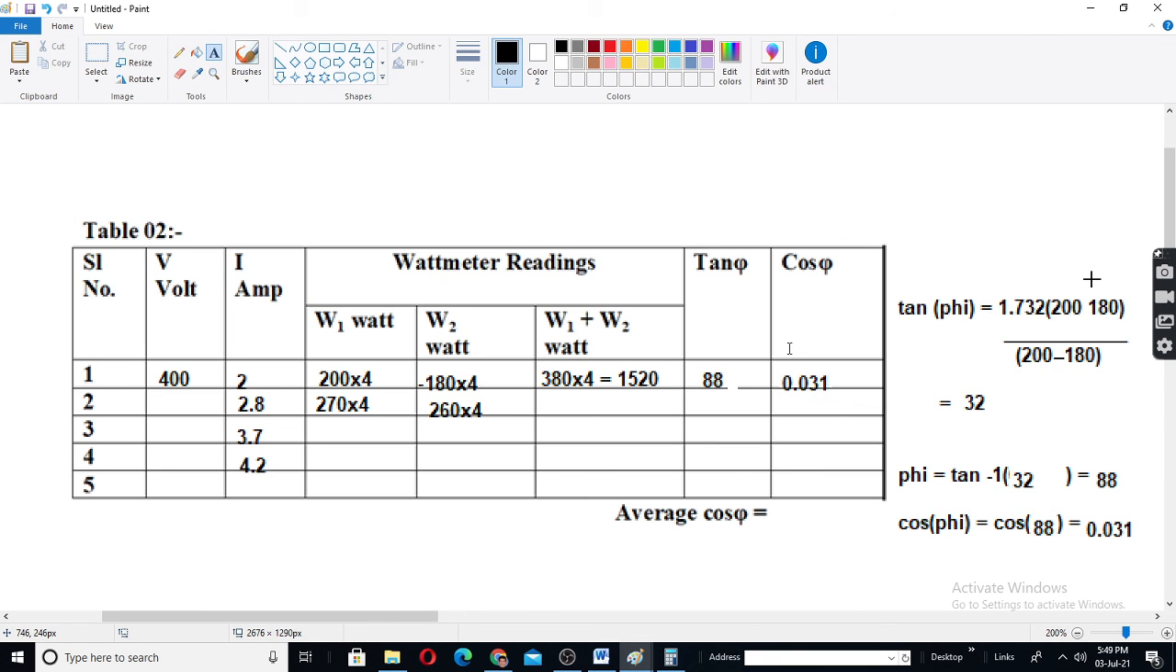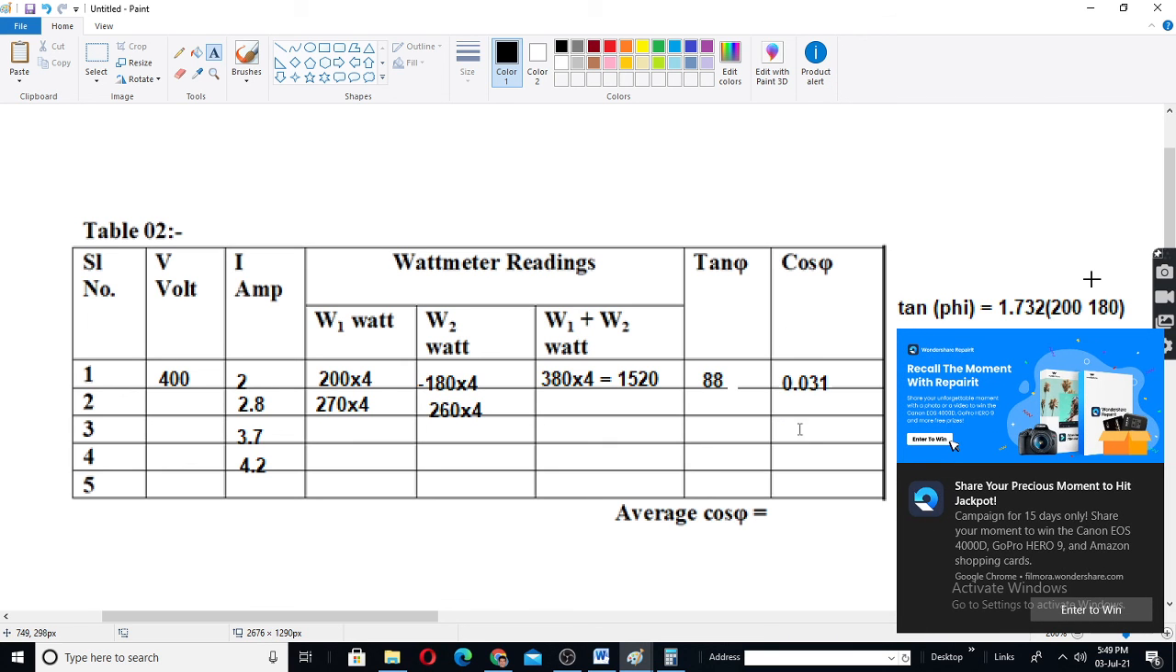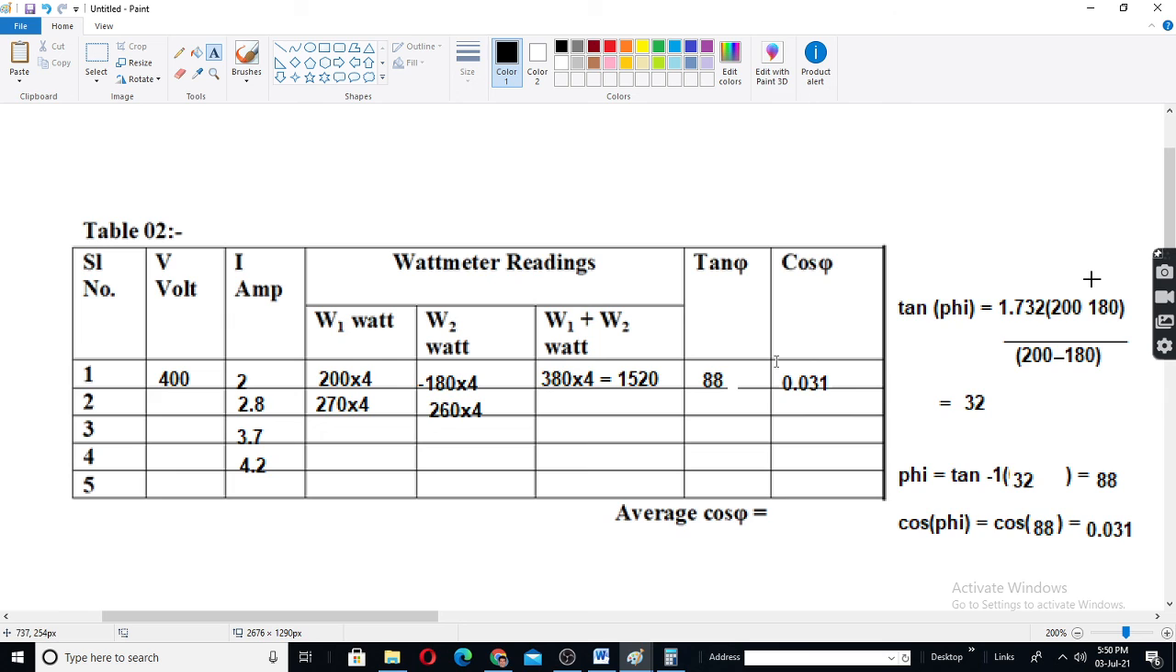Fine. You can see for inductive load you are getting a very low value, lesser than 0.1. Then take the average. So this is how the readings and the calculations will be. Fine. Thank you very much.